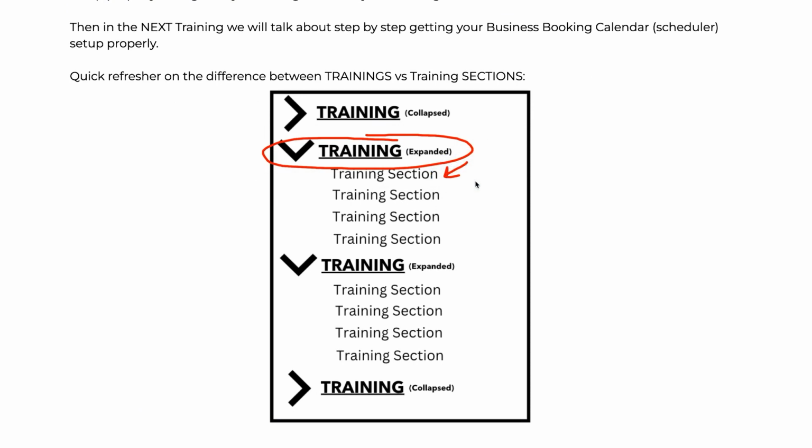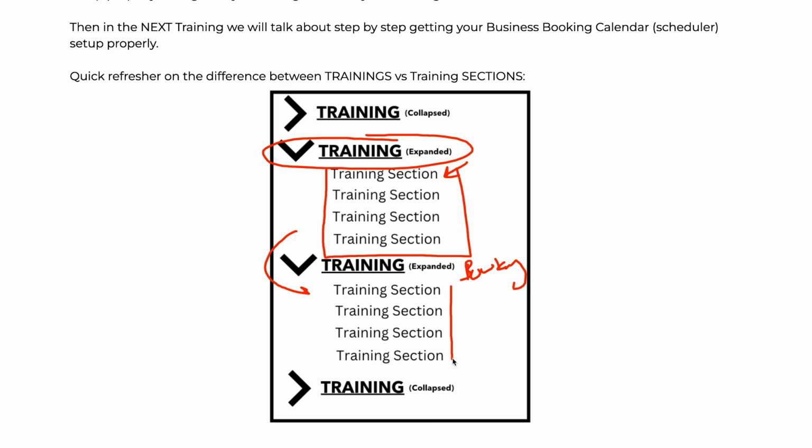So in the business calendar training, we're walking you through all of the training sections to get your central calendar set up. You're going to follow all the training sections inside of this training. And then in the next training, we're going to have a different training that's all about the booking calendar and all of the training sections related to the booking calendar. The scheduler is also what it's called, so you might see that term thrown around here as well. We're going to walk you through the scheduler training later on.